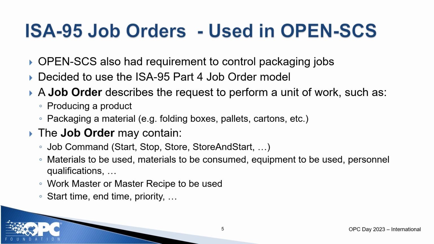You want to define what materials to use, what materials are consumed, equipment potentially to use, the work master or master recipe that you'd want to use to run that job. Maybe that's an optional thing that's on it. So you had these job orders that we wanted to send to a piece of production equipment to say, we want you to execute this job. It might be a recipe, it might be a batch, it might be a manual procedure, it might be just a set of commands that go down to a PLC.